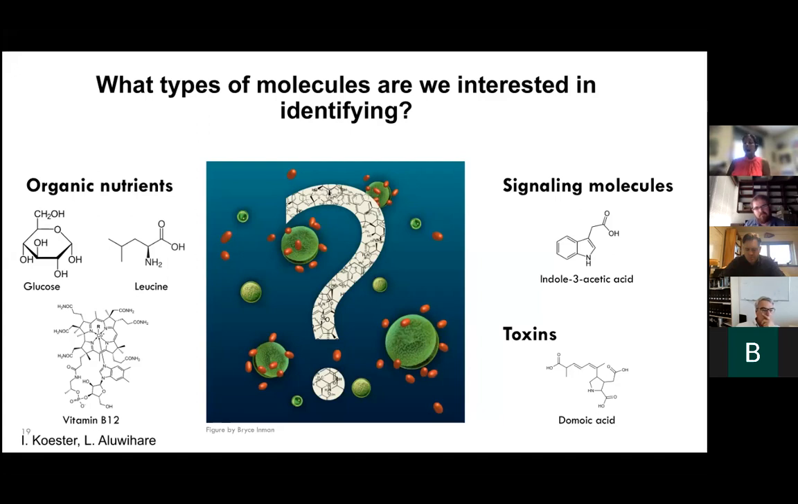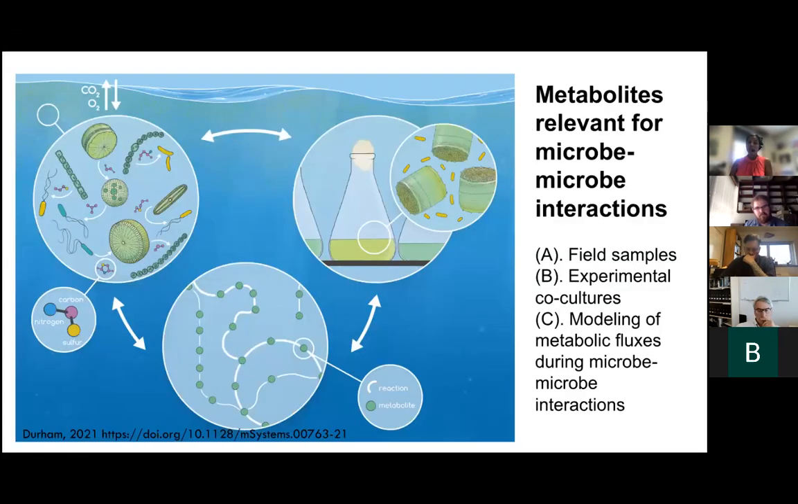And then things like toxins. So domoic acid is a toxin that we're particularly interested in on the West Coast. It's produced by the diatom Pseudo-nitzschia, and we've done some work with that. You'll see this example over and over again because it's an easy one to detect with this method. And there are different ways to approach these questions of interactions and the metabolites that drive them. This is a nice schematic by Bryndan Durham that was published earlier this year. And we're on this end.